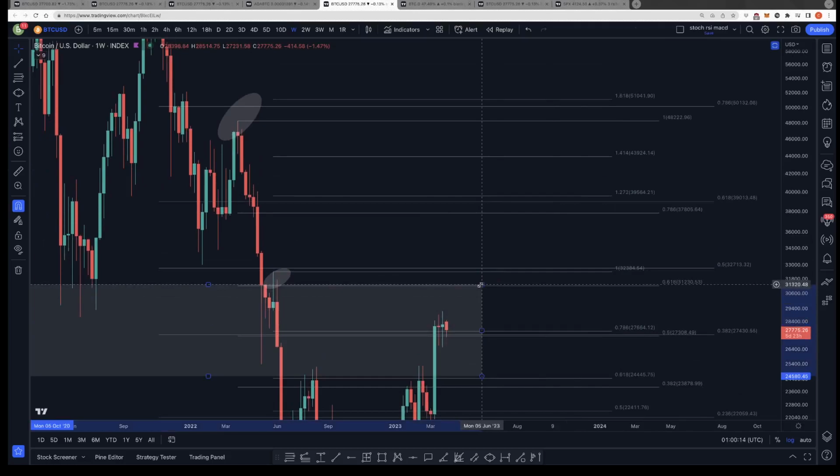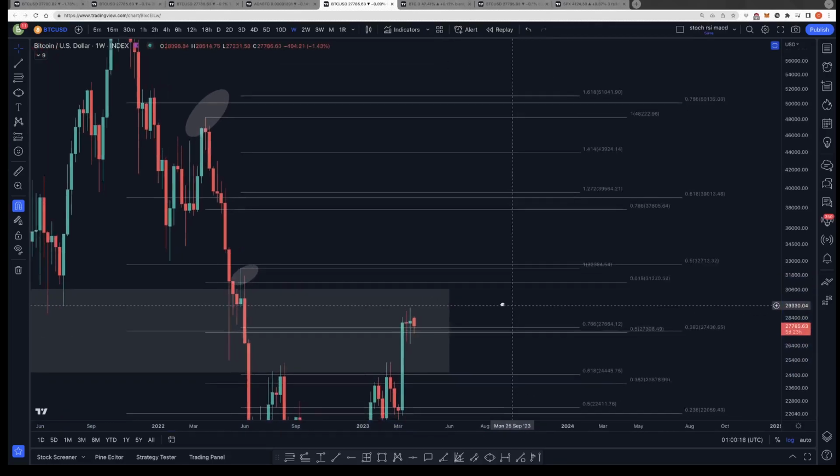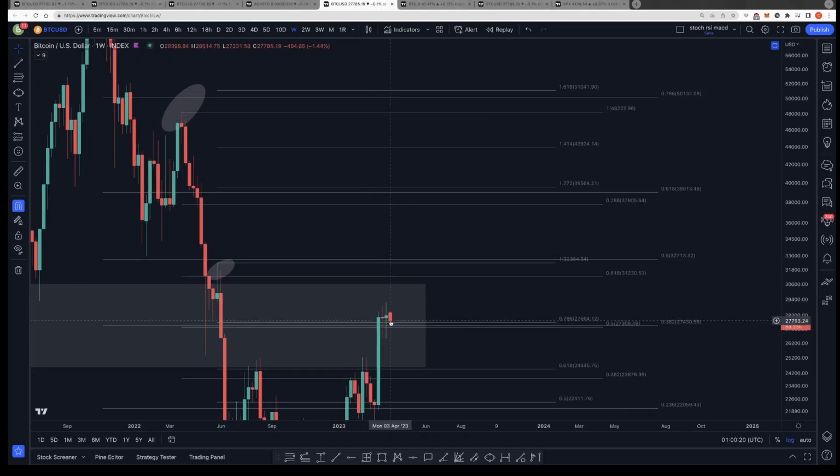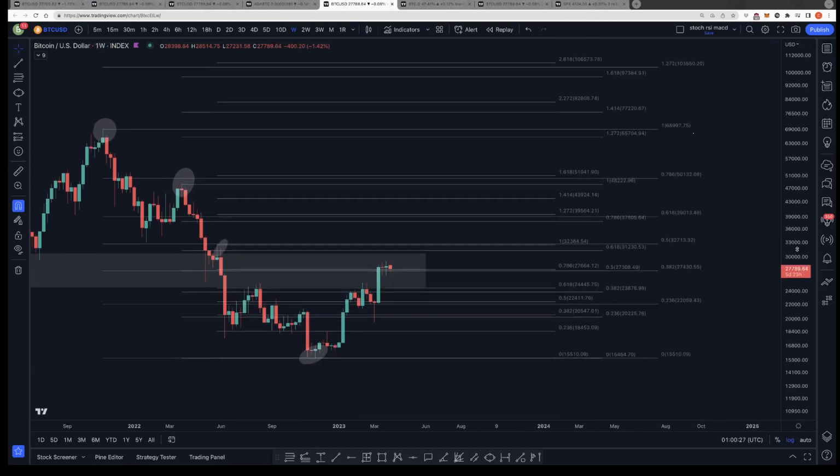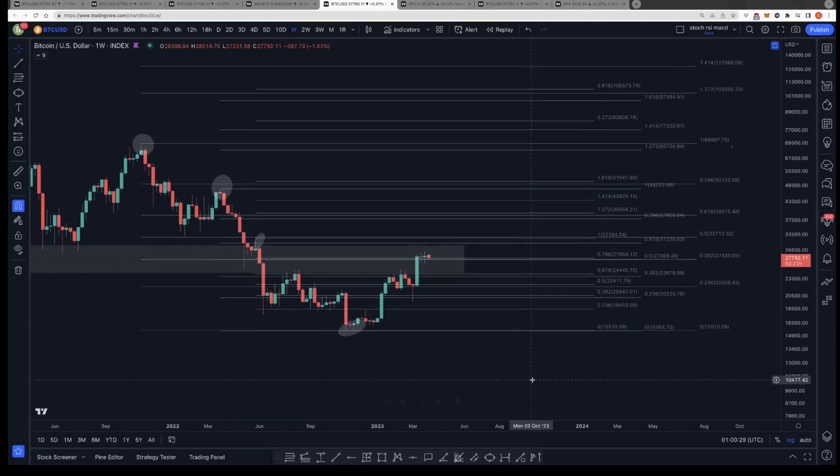You can see currently we're sitting right on top of these three. And the past 3 weeks we came down into it, but they are holding this level. So just a quick little fib look at the Bitcoin.